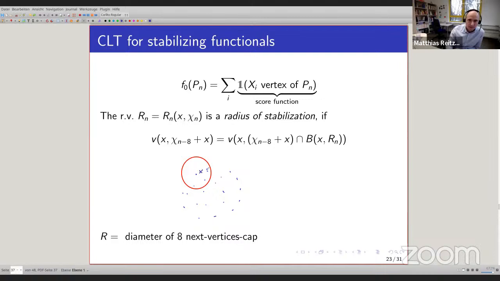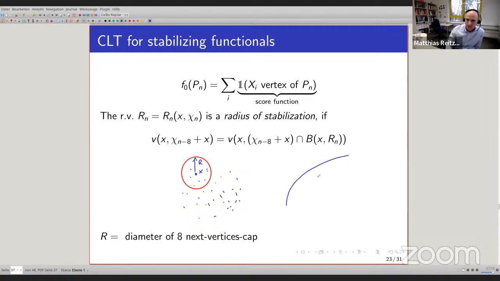My x is here in the middle. I take a ball around my x of a certain radius. And the score function is stabilizing if the following happens: if I fix everything in the red ball or red circle, then what is happening outside does not influence my score.